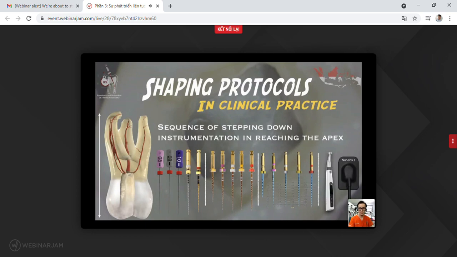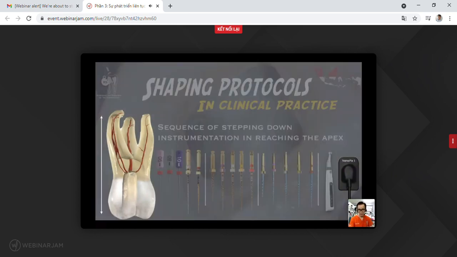So in order to have a good shaping protocol in clinical practice, you need to know what files you are using. Here is One Curve, here is ProTaper Gold, here is the eFlex Blue from Active. Whatever files you are using, you have to know the exact diameter of the files so that you can imagine the diameter of the canal you are working with. And this is it.